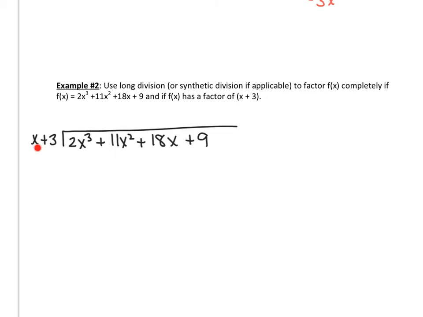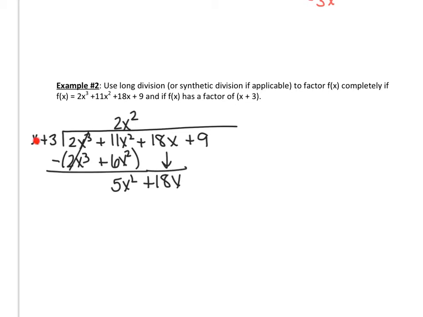So what do I need to multiply x by to get 2x to the third? You should be saying 2x squared. And now we're going to multiply. 2x squared times x is 2x to the third. 2x squared times 3 is 6x squared. And we'll subtract. We get 5x squared plus 18x.